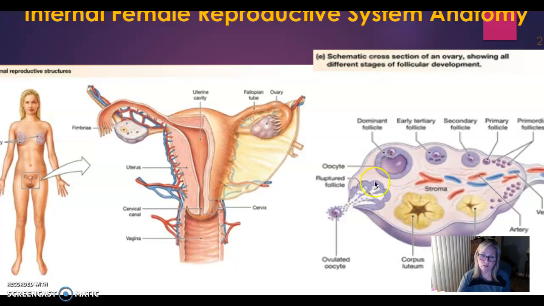And when they are released, their follicle ruptures, the oocyte is released, and the follicle that was ruptured becomes the corpus luteum, which secretes hormones. And then this ovary tissue also can secrete hormones.